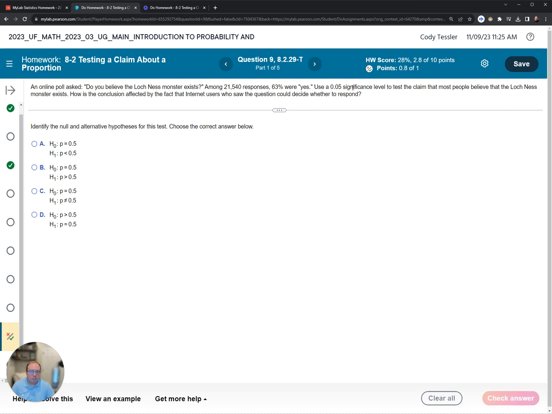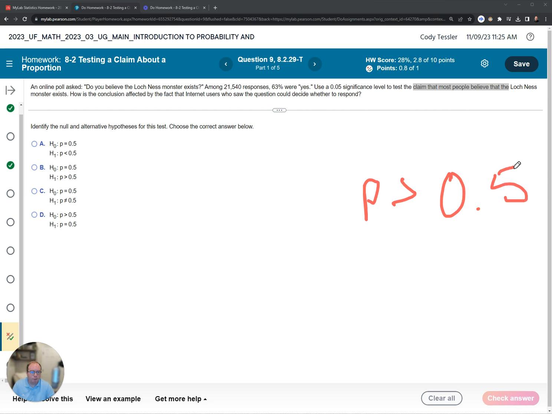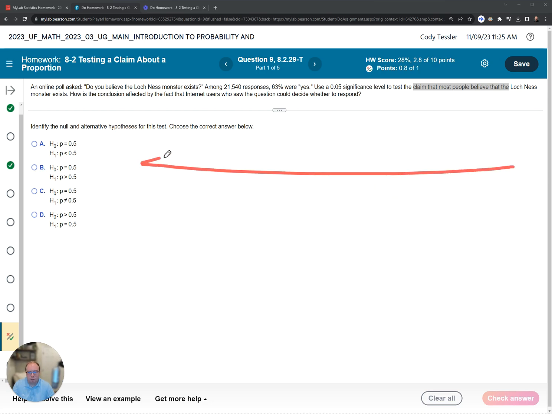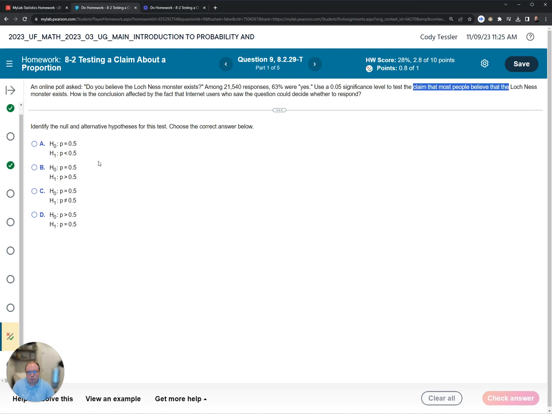And we're told to use a significance level, or alpha, of 0.05 to test the claim that most people believe in the Loch Ness Monster, believe that it exists. So again, our claim is not worded in exact numbers, but we can say that if most of them, the proportion P is greater than 0.5. So this is the claim in terms of symbols. And then if we look at the options over here, we'll be able to select the correct null and alternative based off of that.